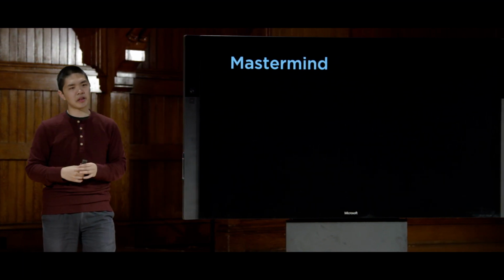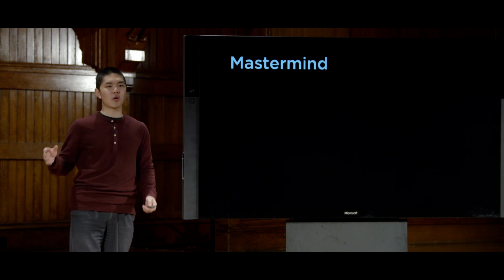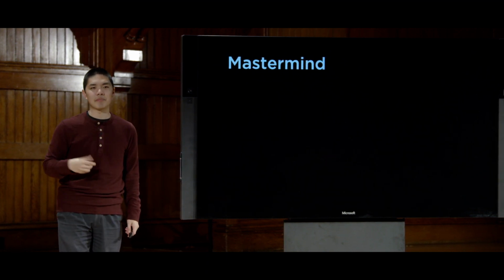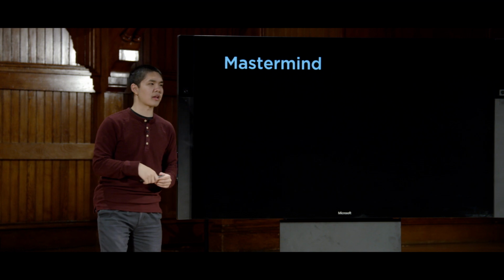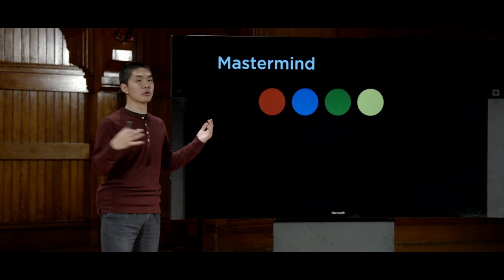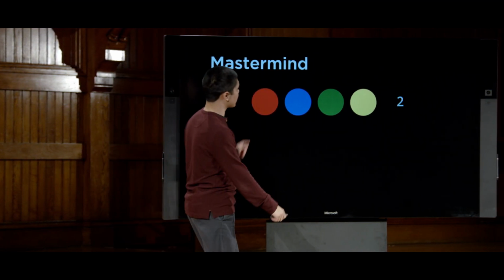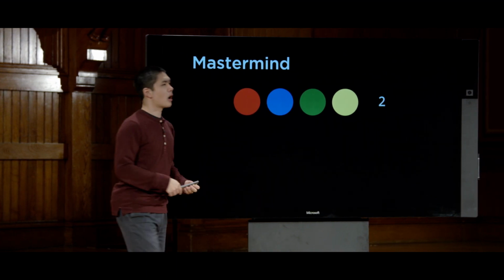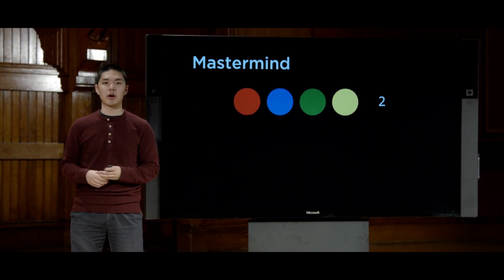You just have to make a guess, and I'll tell you, of red, blue, green, and yellow, how many of the 4 you got in the right position. So a simplified version of this game. You might make a guess like red, blue, green, yellow, and I would tell you something like 2 of those 4 are in the correct position, but the other 2 are not.